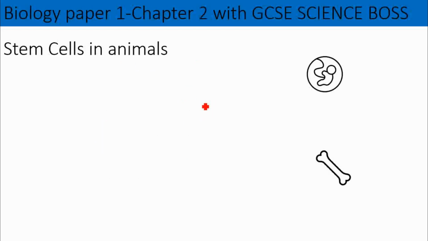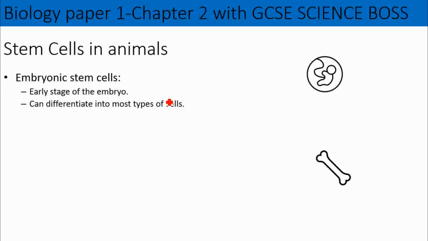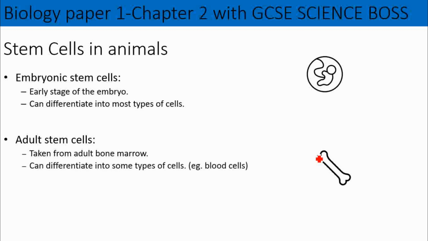All right, now there are two types of stem cells in animals. You have your embryonic stem cells. As the name suggests, they are formed during the early stage of the embryo. They can differentiate into most types of cells. And you also have your adult stem cells, which are taken from bone marrow. These cells can differentiate into some types of cells, for example, blood cells.